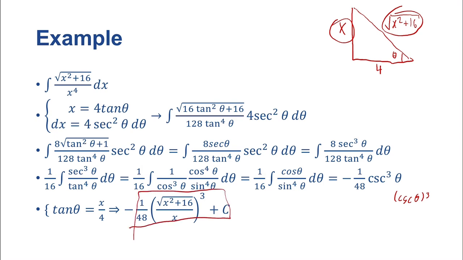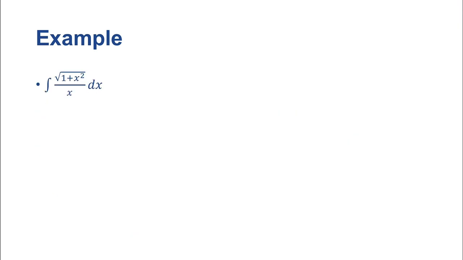This is still pretty simple though. We're going to be getting into the trinomial square roots, but we'll deal with that later. For now, let's just stick with these binomial square roots. So for this example, I want us to integrate the square root of 1 plus x squared all over x dx.